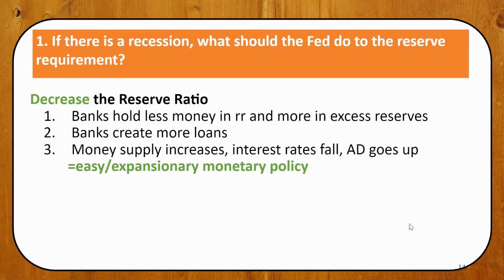Banks are then going to be able to create more loans. The money supply is going to increase, interest rates fall, and AD will rise. Another term for us to note is this is expansionary monetary policy for increasing AD, or it's also called easy monetary policy.